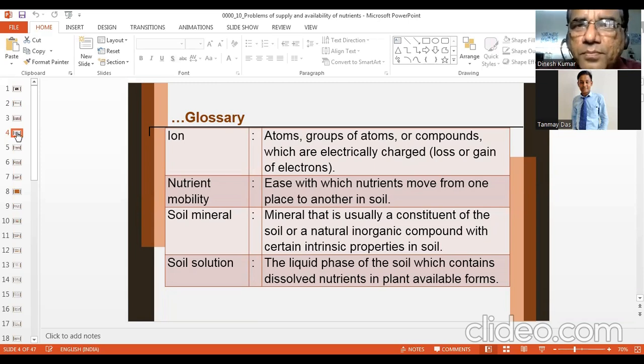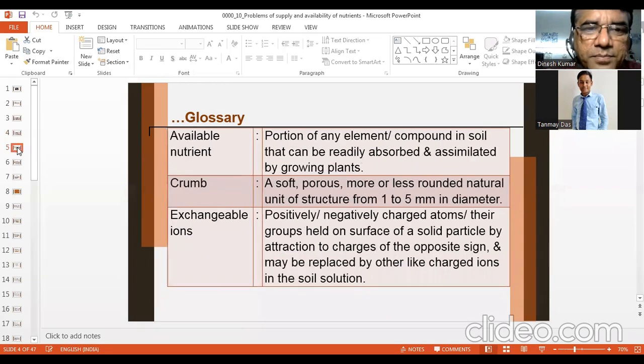So there are both kinds of nutrients, mobile nutrients in soil and immobile nutrients in soil. We will see that. Available nutrient: portion of any element or compound in soil that can be readily absorbed and assimilated by growing plants, means that can be used by the plant or it is in the usable form by the plant.